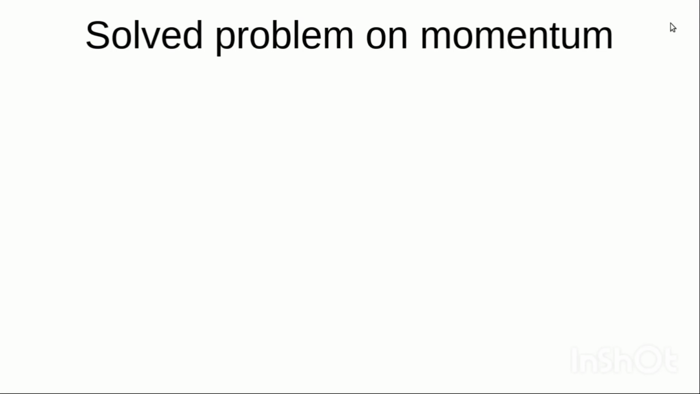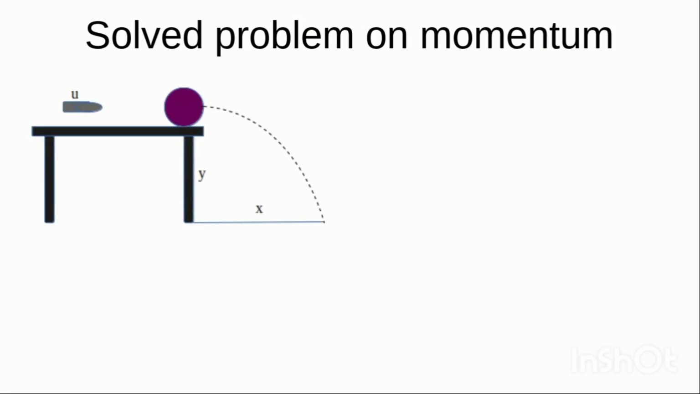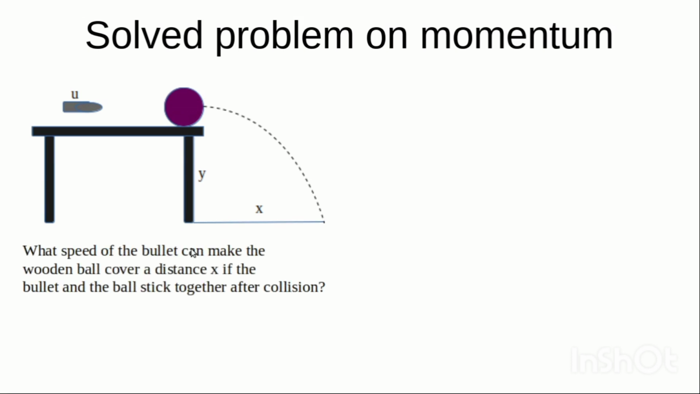In this video, we are going to be looking at problems under momentum. The problem we want to solve under this topic is given in the form of a diagram. From this diagram, we also have the problem in the form of a statement, which reads: what speed of the bullets can make the wooden ball cover a distance x, if the bullets and the ball stick together after collision?